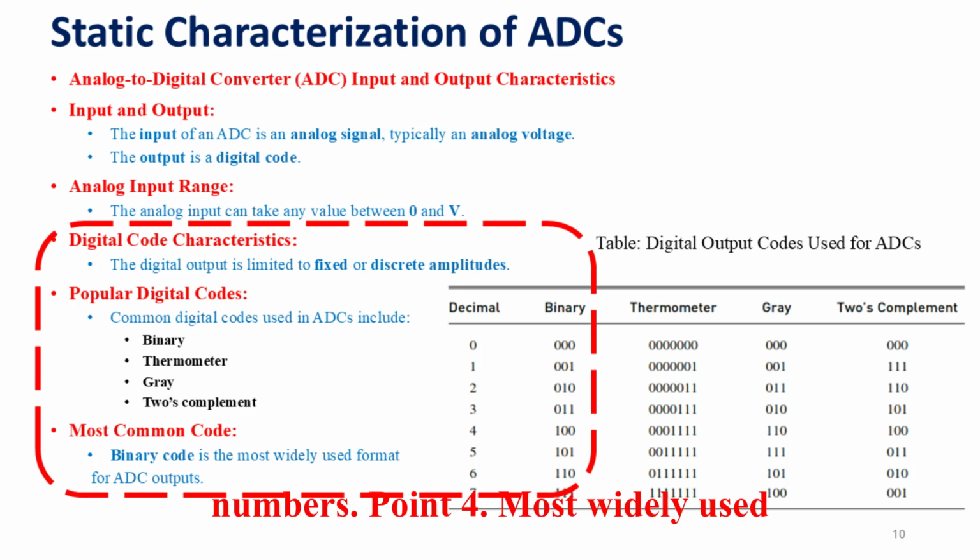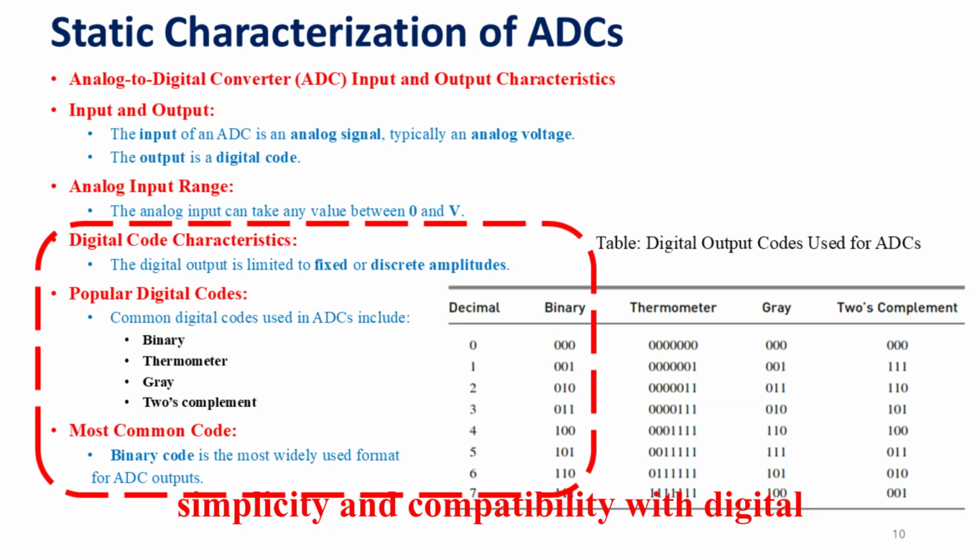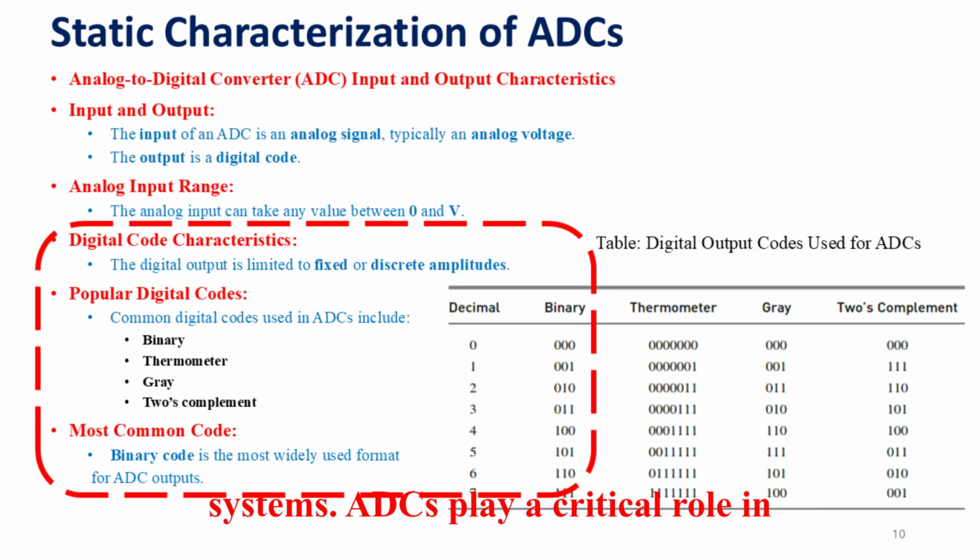Point 4. Most widely used code. Among these, the binary code is the most widely used because of its simplicity and compatibility with digital systems. ADCs play a critical role in translating continuous analog signals into discrete digital formats, making them essential for a wide range of digital processing applications.